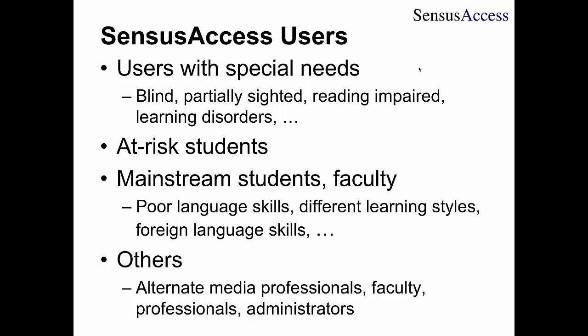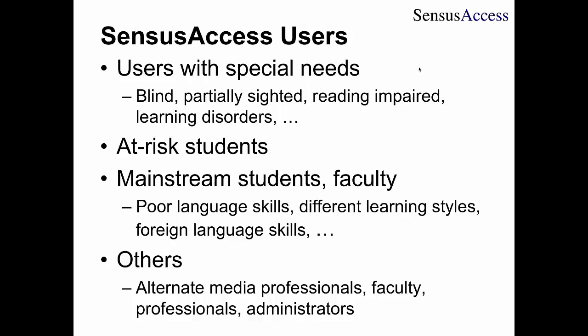One big group is what we call the at-risk students, those who may not be the best of readers, students who can clearly benefit from reading support, but maybe they don't qualify into the official programs, or maybe they don't want to qualify into the official programs because they don't want to be branded as being somebody with a disability. But they can clearly benefit from using the audio services provided by SensusAccess.